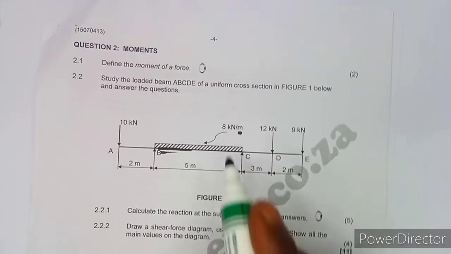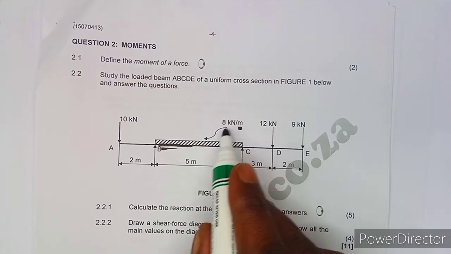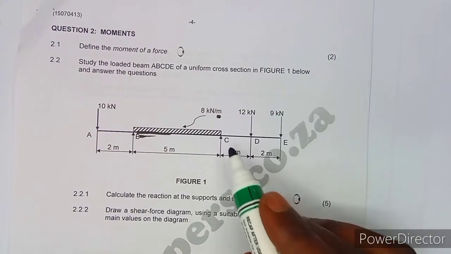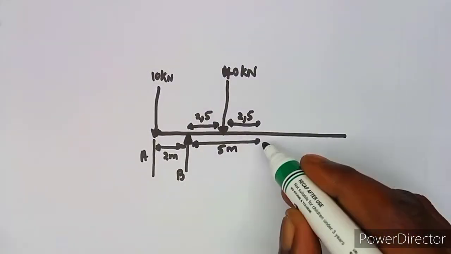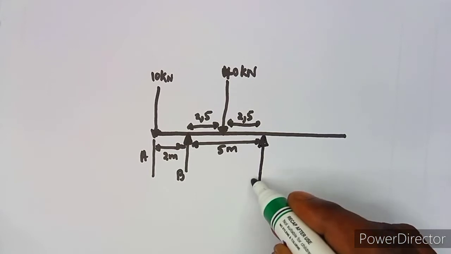So when you are given force per meter like this, you are given 8 kilonewton per meter, you multiply by the number of meters, then you divide into 2. Okay, then we have the reaction, which is the support here at C. So this is the support that we have at point C.